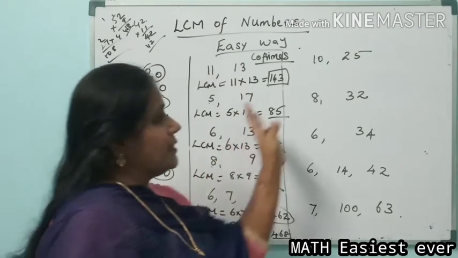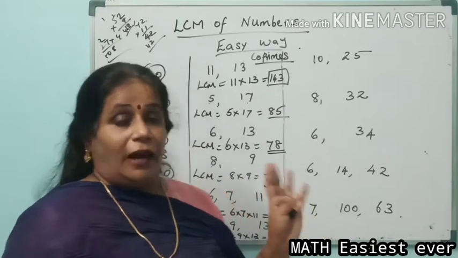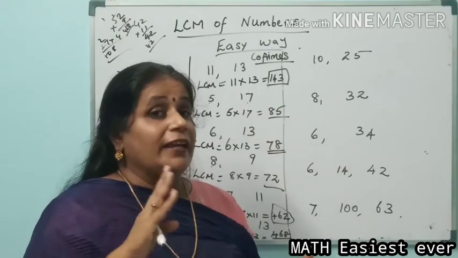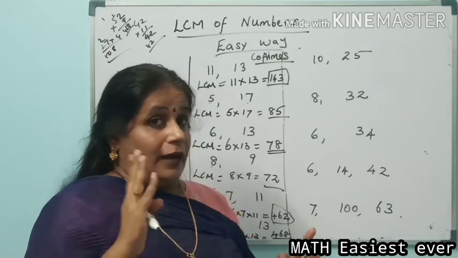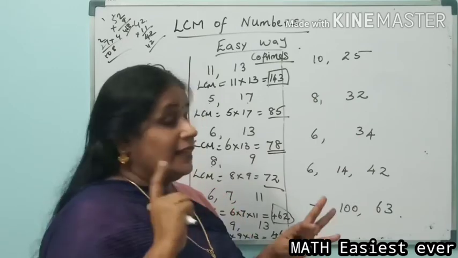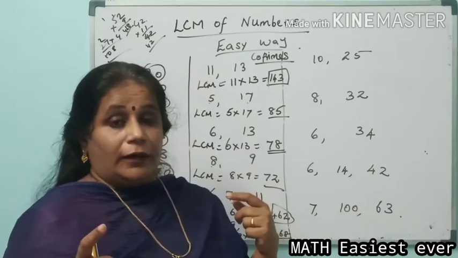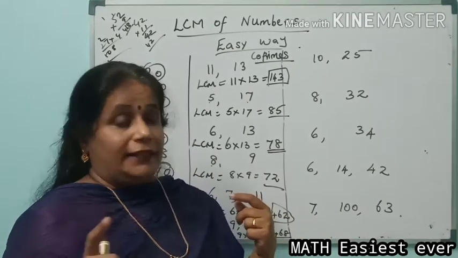Next comes our third type. Now, the third type is how to find the LCM if they have a common factor other than 1, but at the same time, one doesn't divide the other exactly. Okay, let's see how to find that.